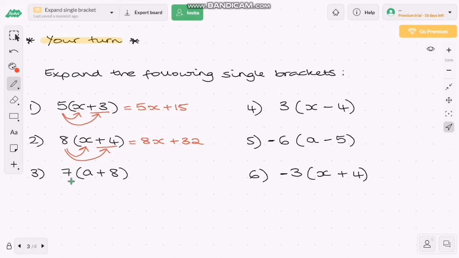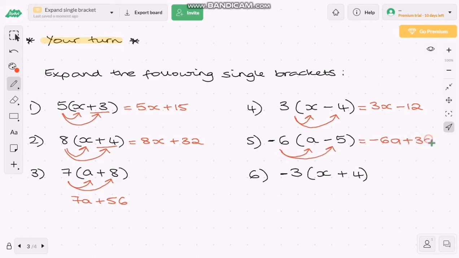Number 3, 7 times a is 7a, and 7 times positive 8 is positive 56. Question number 4, 3 times x is 3x, and 3 times negative 4 is negative 12. Number 5, this one's a little bit more difficult. It's negative 6 times a, so negative times a positive, it's negative 6a. And negative 6 times negative 5 is positive 30.